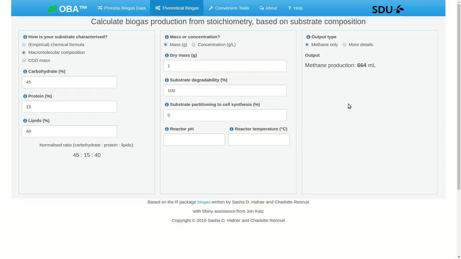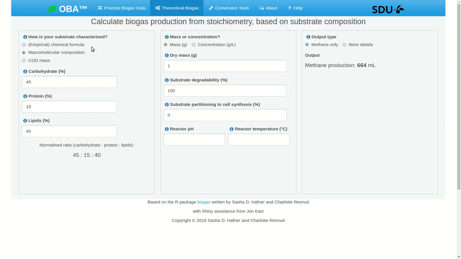In this video, I'll give some more details on using the theoretical biogas tool in OBA, the online biogas app, for predicting biogas production. So in particular, I'm going to show how we can use it to estimate biogas composition, as well as microbial biomass production and consumption or mineralization.